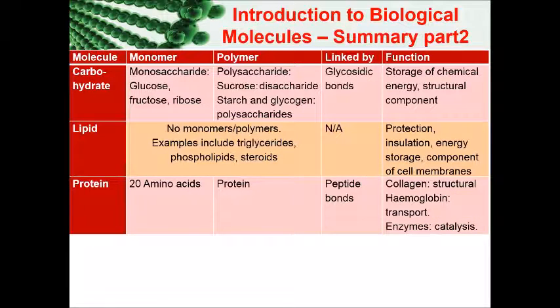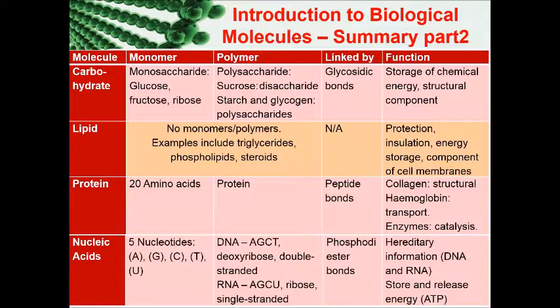After that, we investigated the proteins. The monomers are amino acids, and there are 20 different types. They join by a condensation reaction to produce proteins, and the link is called a peptide bond. Some of the important functions of proteins include reaction catalysis by enzymes. Finally, we discussed the nucleic acids. The monomers are nucleotides, and there are 5 of them. They join together to produce either DNA or RNA polymers.